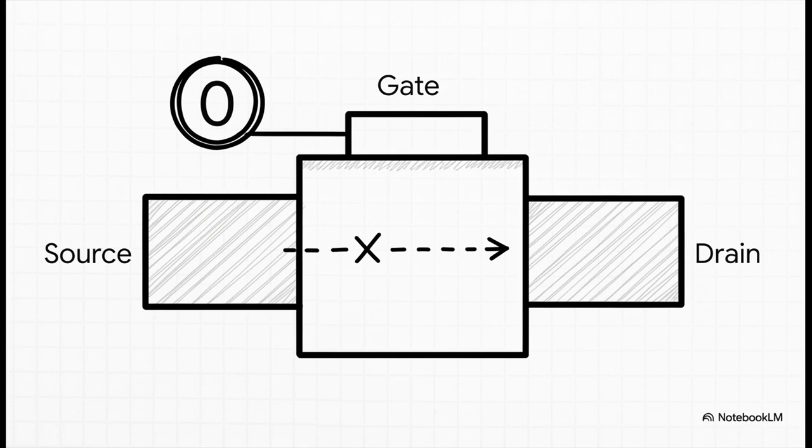State number 1. Nothing is happening. We have 0 volts on that gate. In this case, the MOSFET is just sitting there in its natural off state. We call this the cutoff region. There's just no way for electricity to get from the source to the drain.